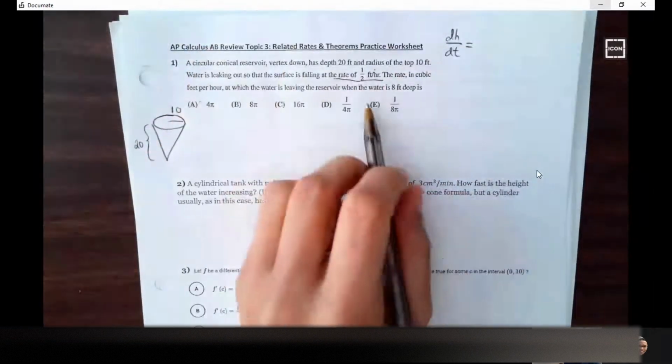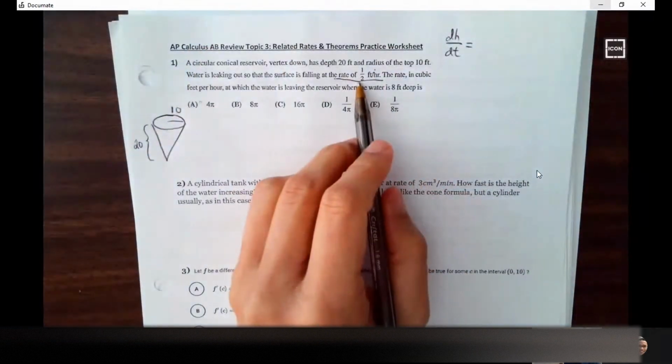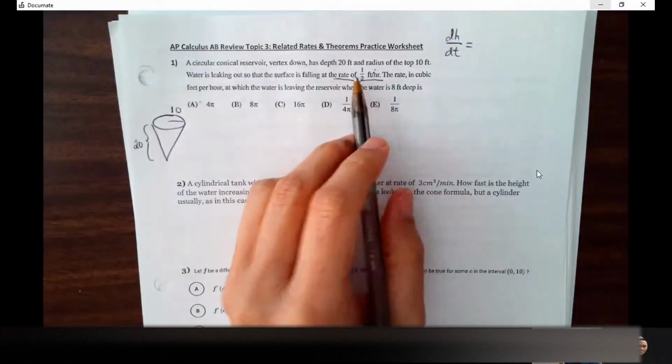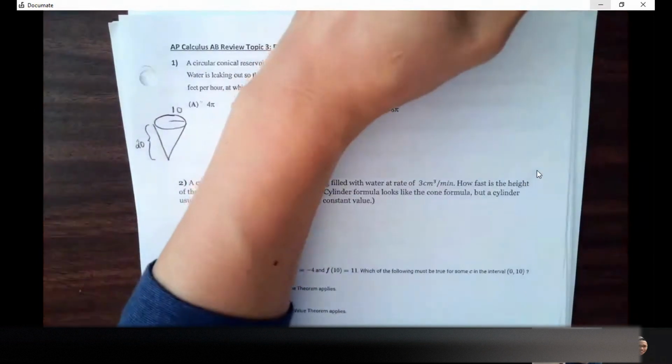So we know dh/dt, based off of that statement, involves that 1/2. But it's falling, so we know that the height is decreasing over time, so we want that to be a negative rate, negative 1/2.